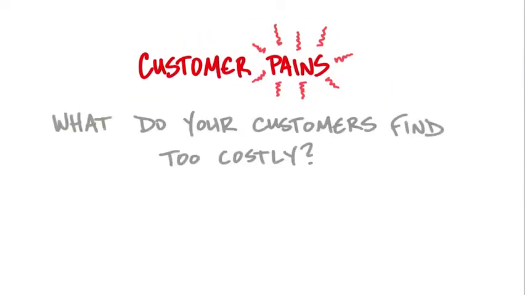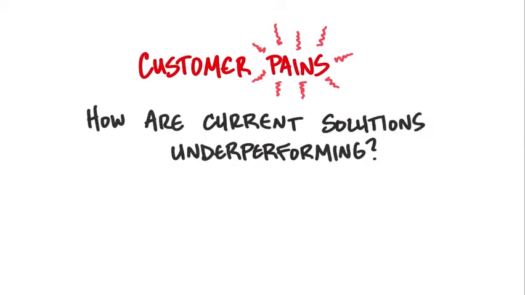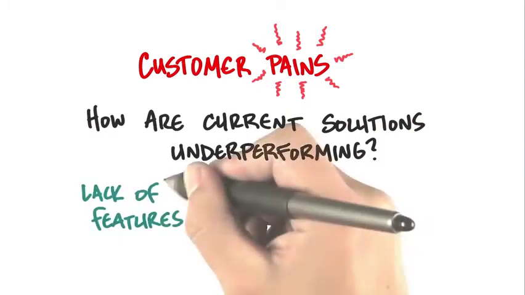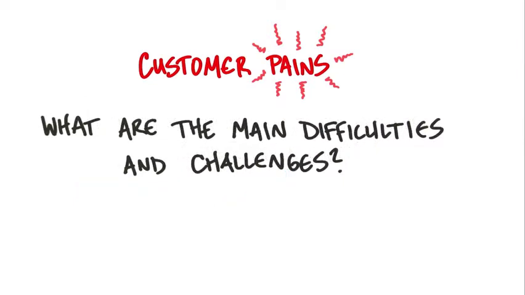Is there something your customers find too costly? Again, is it about time, or does it cost too much? This is essentially the flip version of the gains. The pains are, what could we solve for these customers that they hate? Is there something about their product or service that's underperforming? It's missing features, it's too slow, it doesn't work well, it's buggy. And what are the main difficulties and challenges?